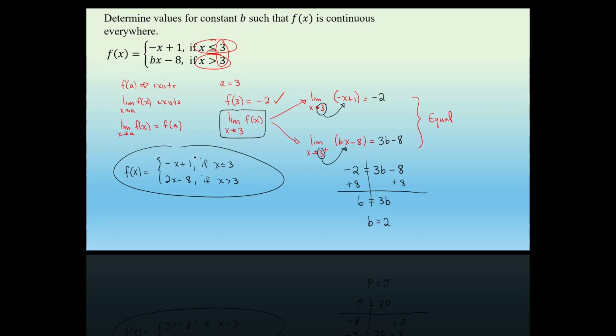Alright, so hopefully this was a nice example showing how to determine a constant if we already know the function is continuous.